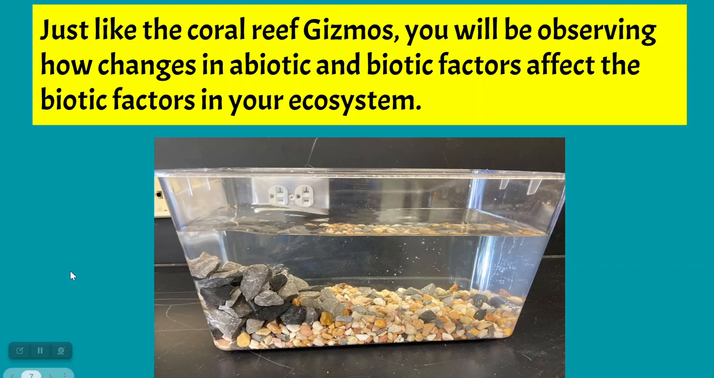Okay, so think back to when you did your coral reef gizmos. And remember, you were observing how changes in an abiotic system, changes to the abiotic factors had an effect on the biotic factors in your ecosystem. So if we changed the pH in our gizmos, it did affect the number of fish species we had over a number of years. We're going to do this in real life with our own ecosystems. We're going to see what changes in the abiotic factors due to the biotic factors that are in our ecosystems.